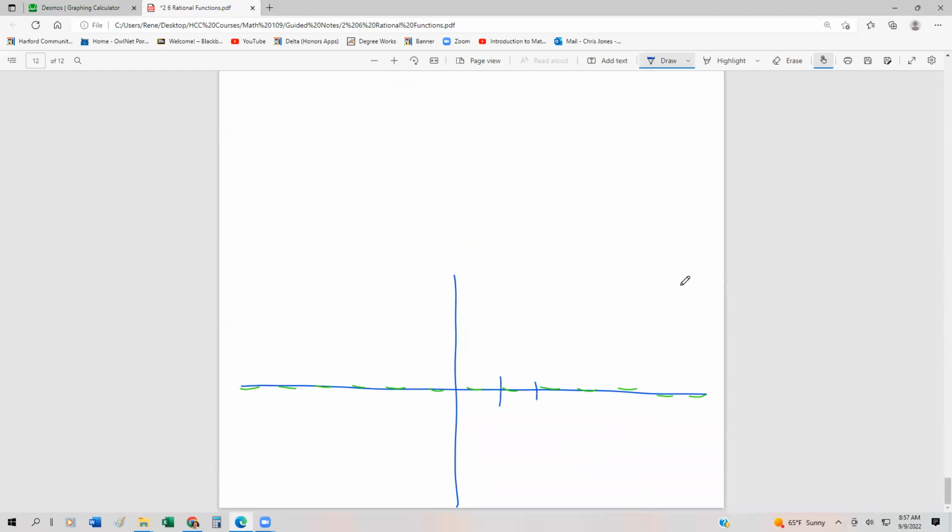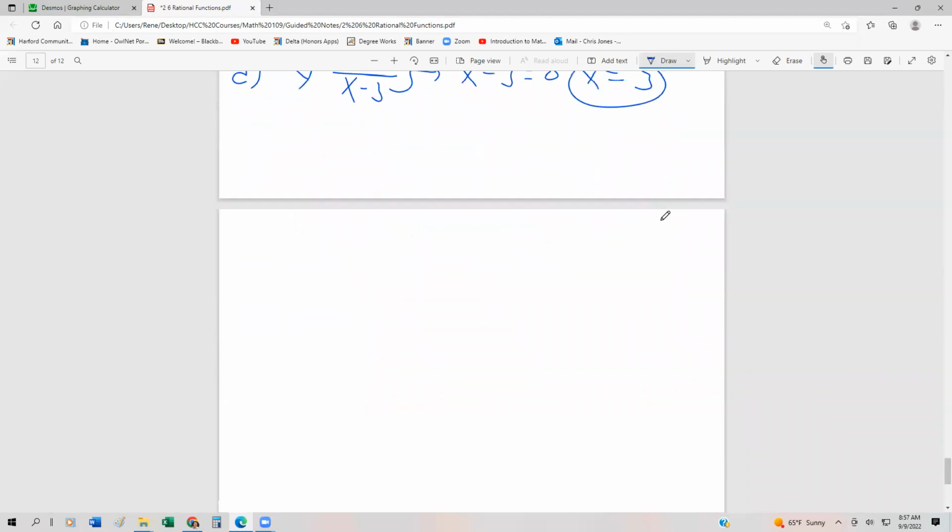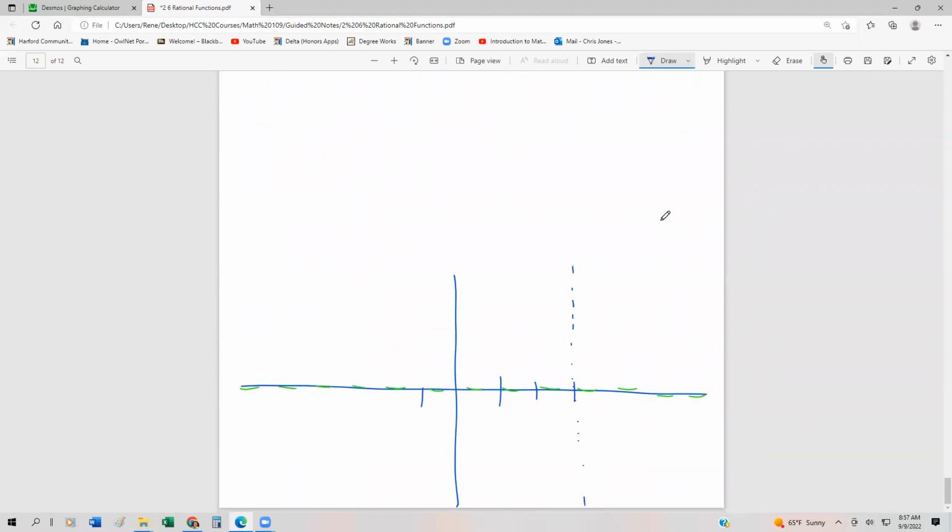So 1, 2, 3. So we should have a vertical asymptote right about here. And the other thing that we have is a hole at the point -2, -1/5. So if I go back to it, it should have a hole, and I made that just about on the x-axis. Okay, so if I draw this, we're going to have a hole maybe right about, if this is 1, so we have -2 right here. So probably a hole right about here.